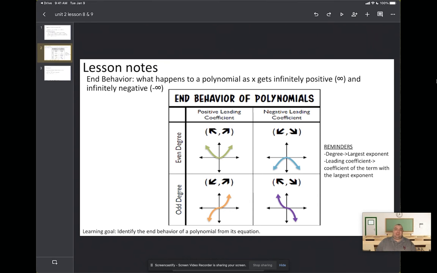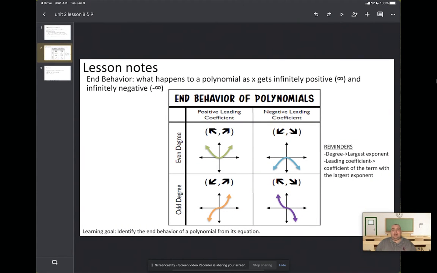And as x gets really, really small, so like negative a million, negative a trillion, so on and so forth, what happens to the y values? Do the y values get really large, so do they go up, or do they get really small? Do they go down? This table here sums up everything you need to know about finding the end behavior of a polynomial without actually graphing it.